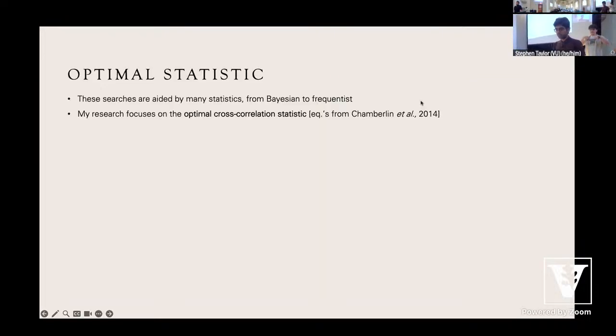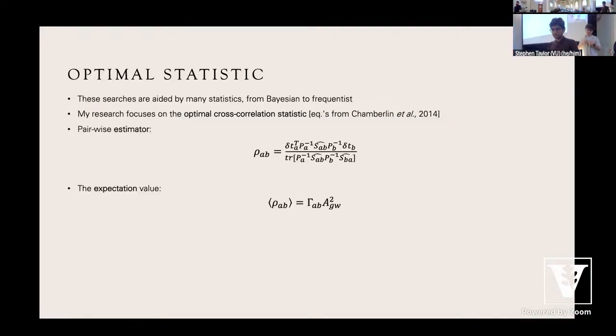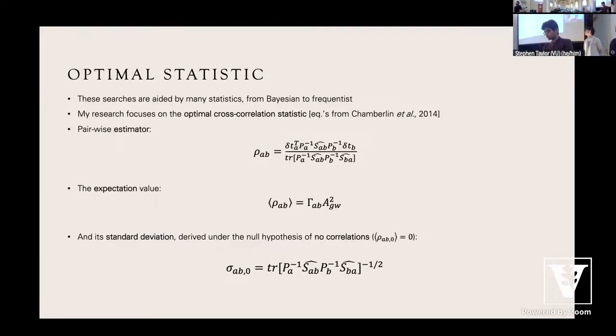Okay, so essentially the whole goal of getting the optimal statistic is to detect the gravitational wave background, and we need a way to explain how significant our detection is. One way to do that is to create the pairwise estimator, rho AB, which is related to the gravitational wave amplitude by taking its expectation. Then we compare it against what the null hypothesis would be if it was 0.